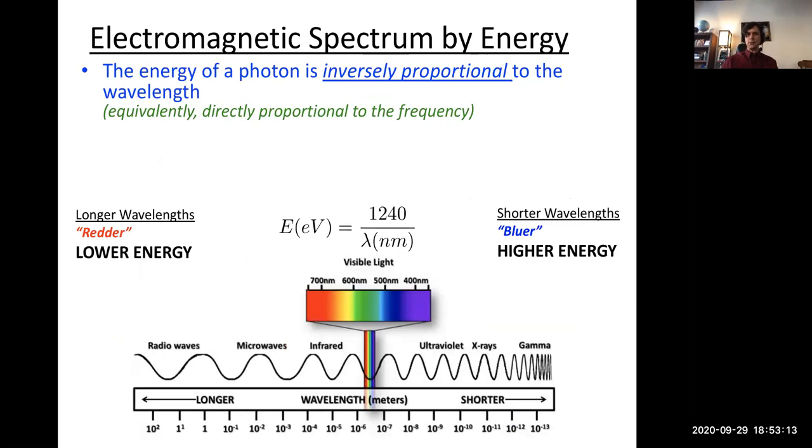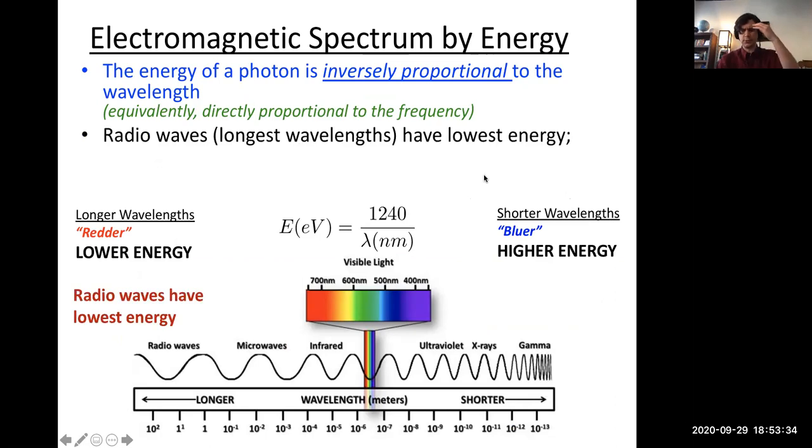Okay, so now we can revisit our electromagnetic spectrum. We have sorted the electromagnetic spectrum by wavelength and equivalently by frequency. Now let's sort it by energy. So let's go ahead. Our radio waves are the longest wavelengths. Our gamma rays are our shortest wavelengths. And let's go through this a little bit logically.